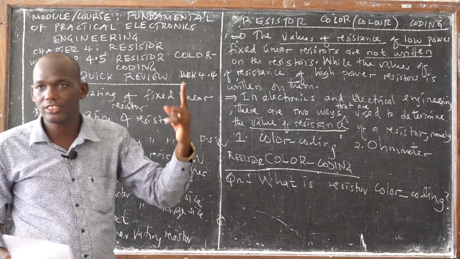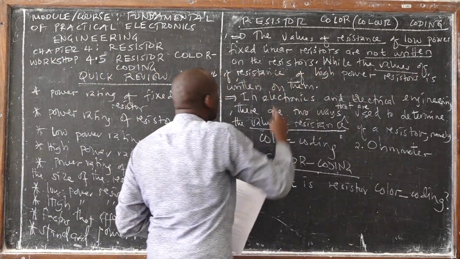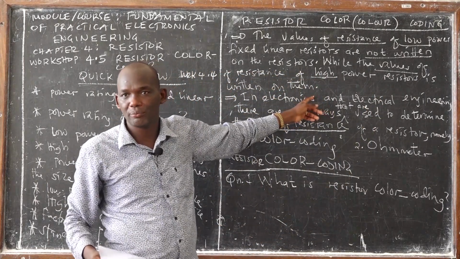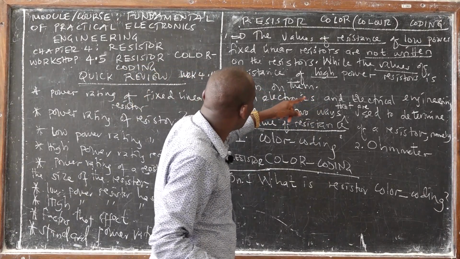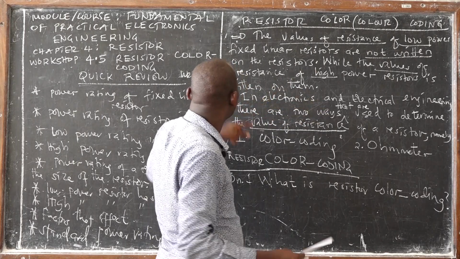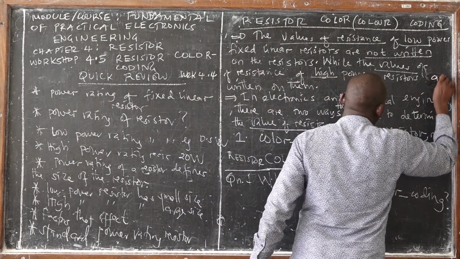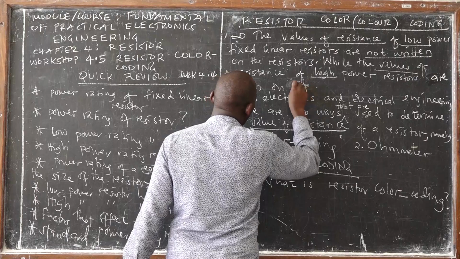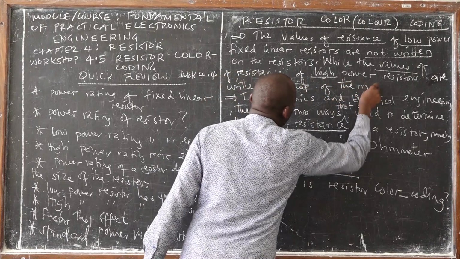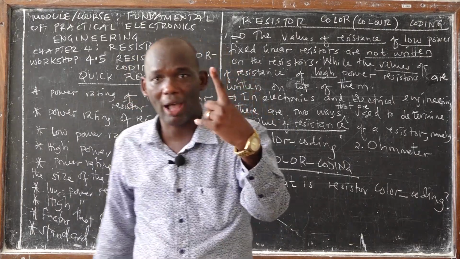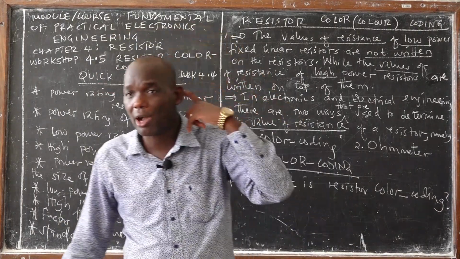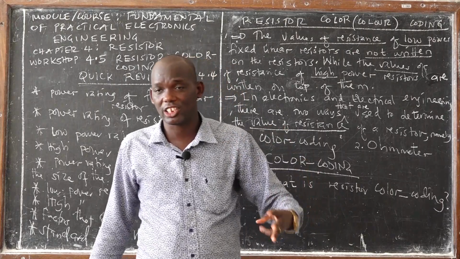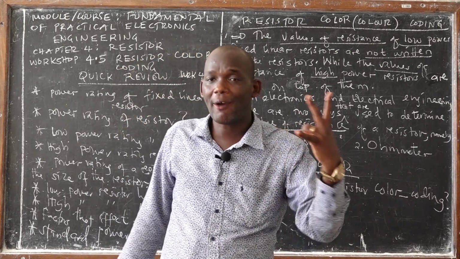That's the problem. Right? While the values of resistance of high power resistors are written on top of them. Okay? So the concept of resistor color coding deals with low power resistors only. It does not deal with high power resistors. Why? Because in a high power resistor, the resistance has been shown on top of it, and its power rating has been shown.